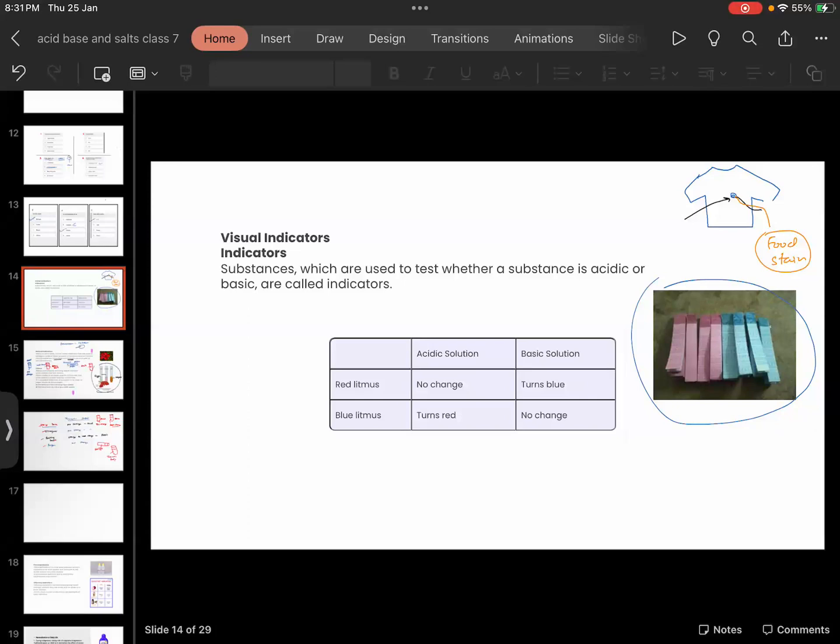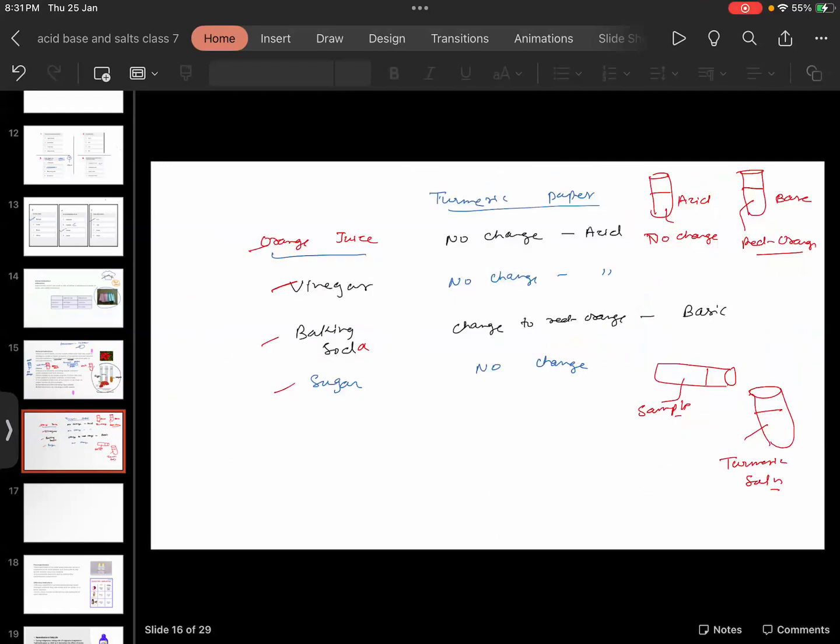Okay, before we move further, do tell me one thing. H plus, hydrogen ions, are found where, in acids or bases? Acids, sir. Okay. Do tell me one more thing. Which is the acid that is found in ant sting? Formic acid.